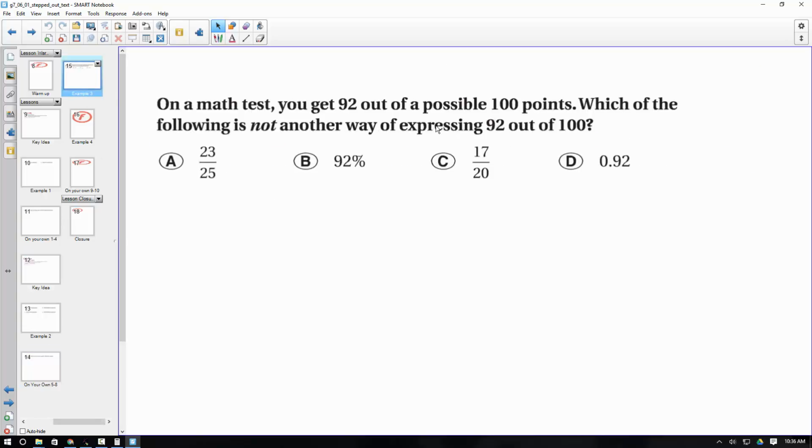And on a math test, you get 92 out of 100. Which of the following is not another way of expressing 92 over 100? Well, if I think about this, this is absolutely 92 over 100. This would work. If I divide both by 5, I know that 17 times 5 is not 92. So I don't think C works.